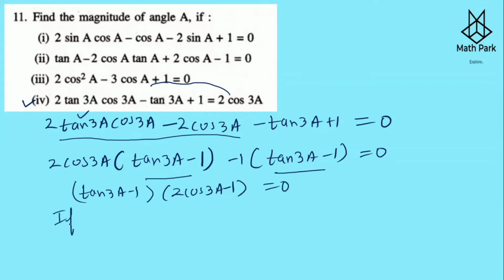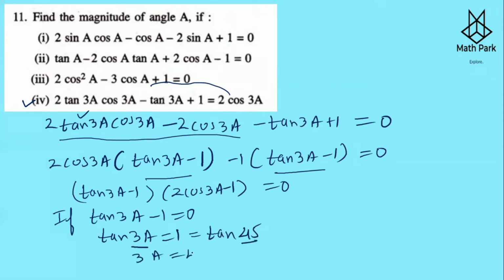So if tan 3a minus 1 is equal to 0, we get tan 3a is equal to 1. And we know that also tan 45 is equal to 1. So we get this equation 3a is equal to 45, or A is equal to 45 by 3, which is 15 degree. Okay.